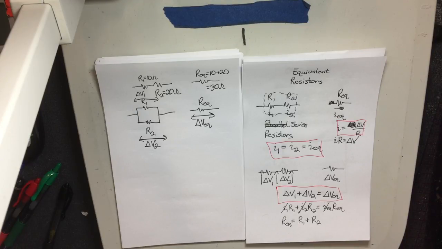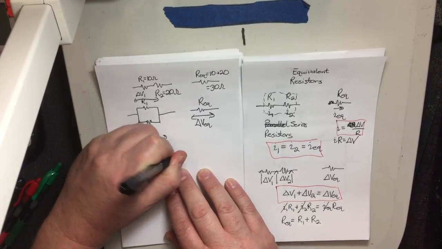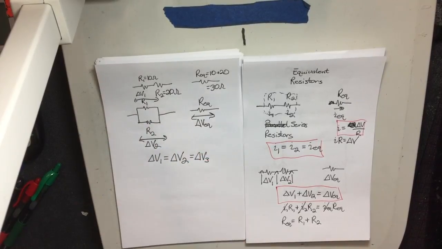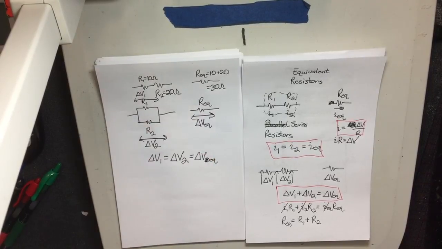Is there a difference in the height that was dropped dependent upon the path? No. They both started at the top of the room, they ended up at the bottom of the room. The change in the height is the same. So the potential difference for 1, for 2, and the equivalent are all equal. They're all the same. Or actually, I should write that.